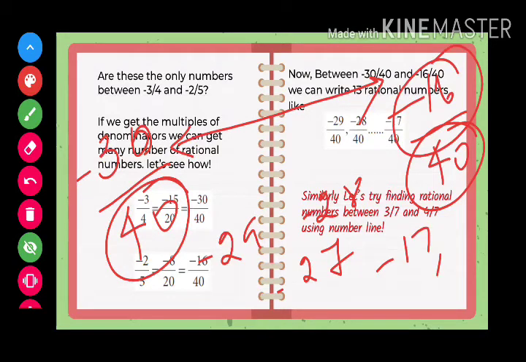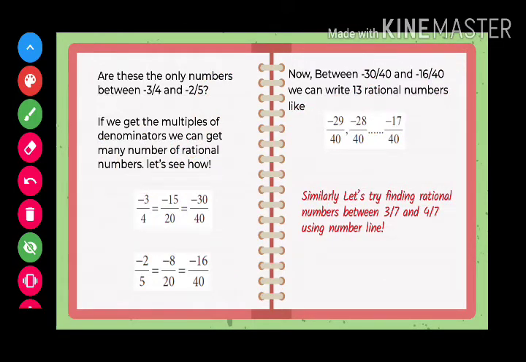So you can write a maximum of 30 numbers between these two integers. Hence the numbers in between are minus 29 by 40, minus 28 by 40, all the way till minus 17 by 40. Using this way you can keep on going.